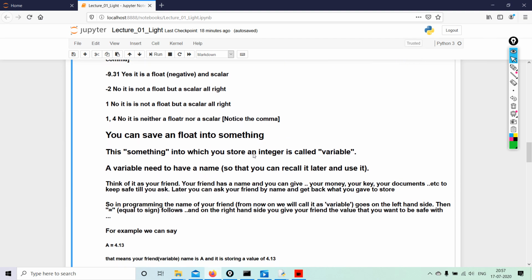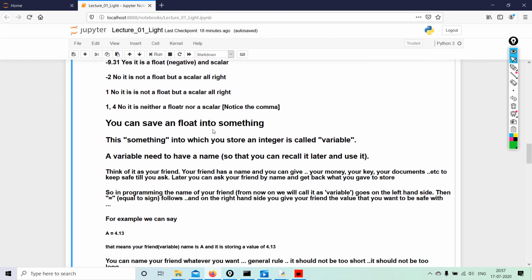You can save a float into something. What is this something? Again, it is called a variable. The same way we were saving integers, we are going to save the float into something called a variable. You can give it any name. You can give it a flower or a pet or a book's name or anything that you want, right? Again, think of this as your friend.